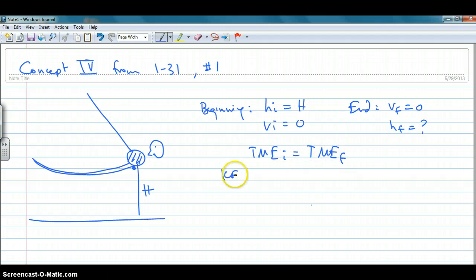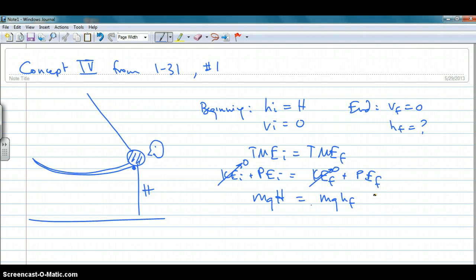KEI plus PEI equals KEF plus PEF. Well, the KEI is 1/2 mv squared, that's 0. The KEF also stops, that's also 0. This is mgH, big H. And we're trying to figure out what this mgH final is. Hopefully you can see that H final is going to be big H. In other words, it's going to come to the exact same spot. It was fine when I let go, so it's going to be fine now. It's not going to hit my nose.